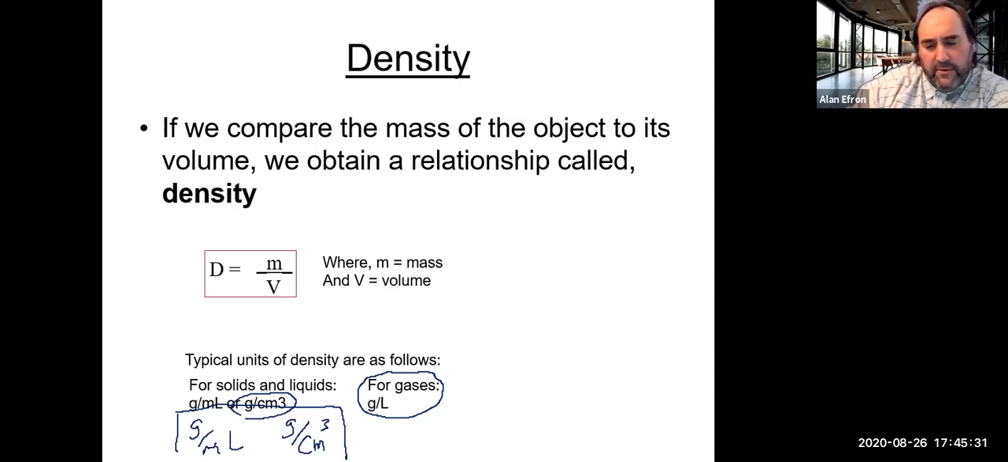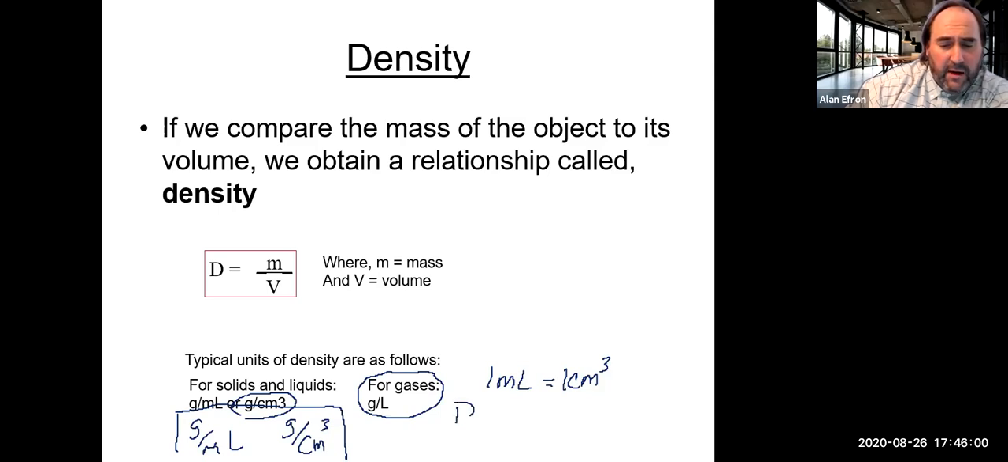Also, another really important thing to remember is that those are essentially the same thing. What I mean by that is a milliliter is the same thing as a cubic centimeter. So it's a 1-to-1 relationship. So if you say the density is 4 grams per milliliter, it would also be 4 grams per cubic centimeter. Again, it's a 1-to-1 relationship between cubic centimeters and milliliters.